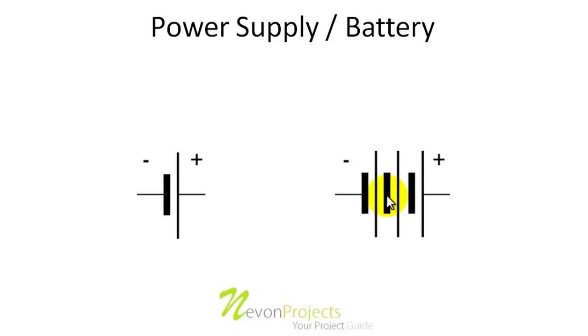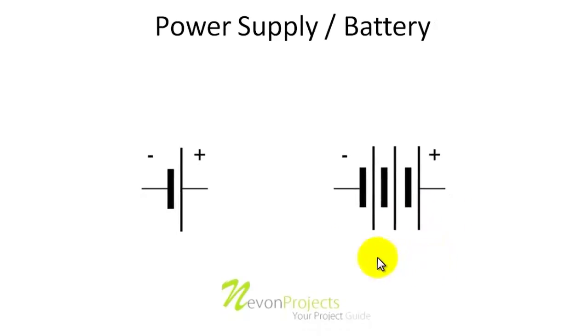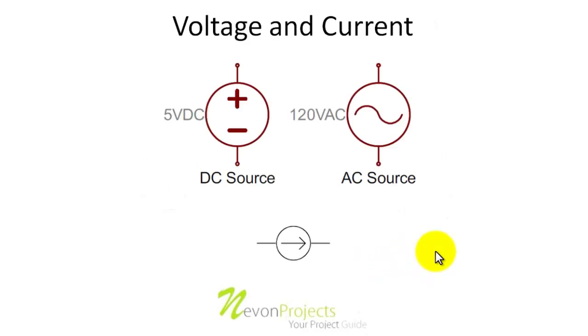Now a series connection here actually means additive of the voltages. That means if this single cell is, suppose, 5 volt and we have connected 3 of them in series, we can get 15 volts. So this is how the battery works. Now let us move on to our next thing, that is voltage and current.